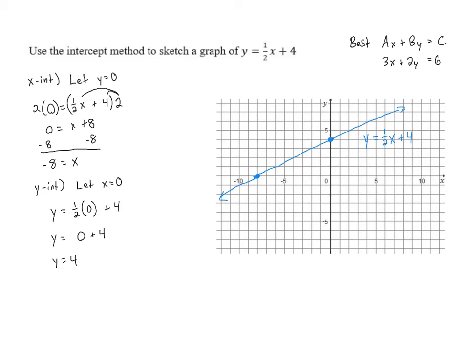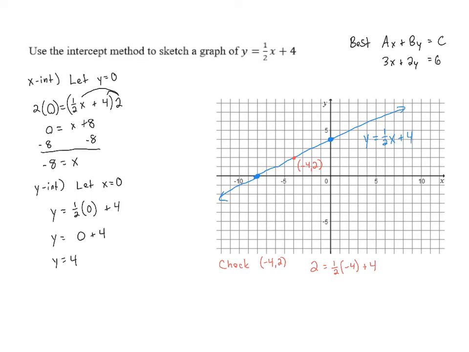Now we want to pick a point that we can use to check that we have the right line. On mine, it looks like our line goes through the point -4, 2. So let's check to see that -4, 2 satisfies this equation. We have y equals 1/2 x plus 4. In this case, y is 2 equals 1/2 times x, which is -4, plus 4.